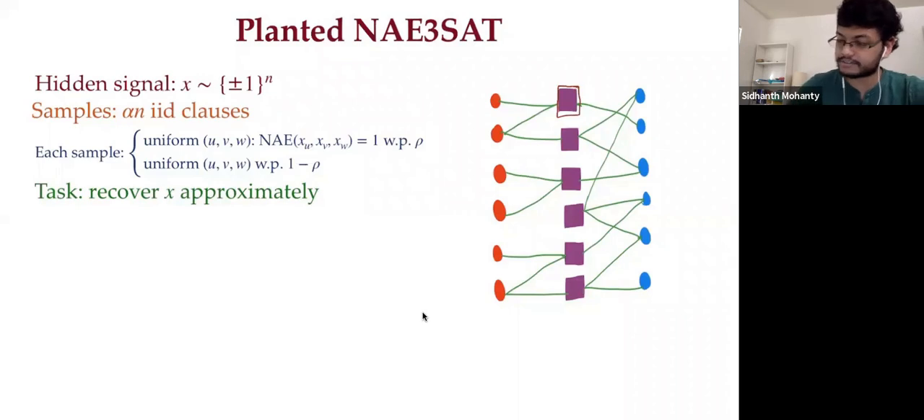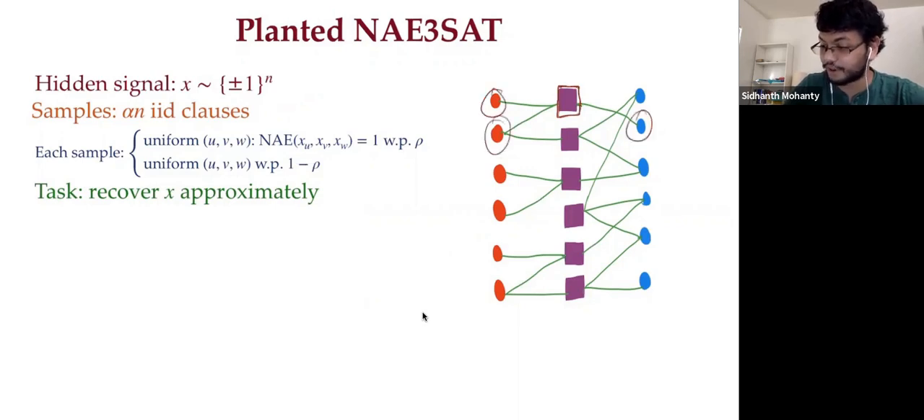Each of these squares has an affinity to picking three variables such that not all three variables have the same sign. For example, this clause that I've highlighted here is one where the three variables have different signs.